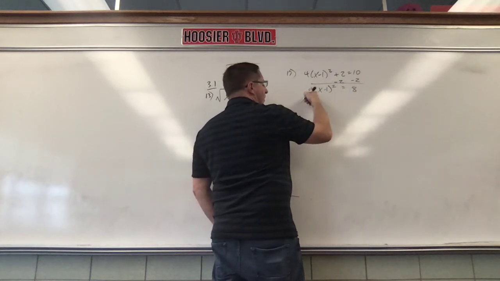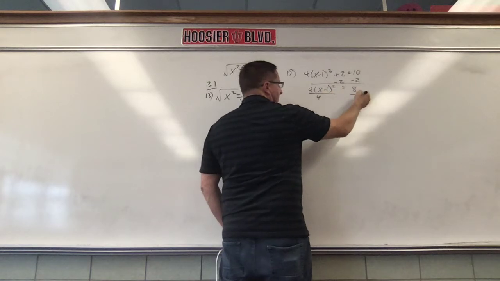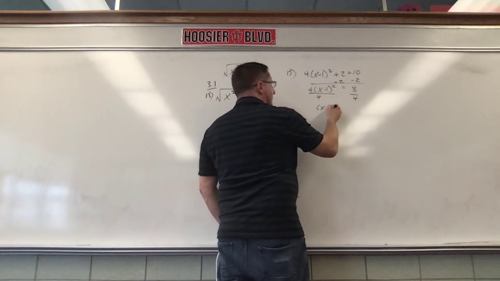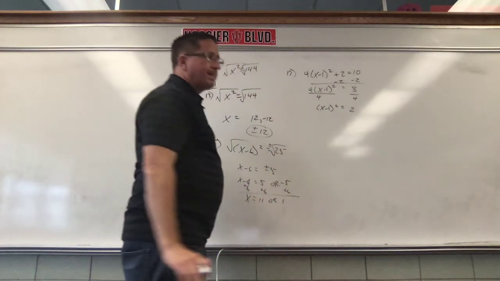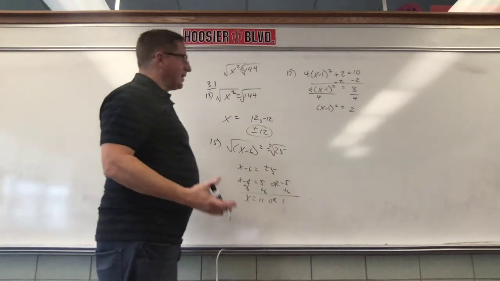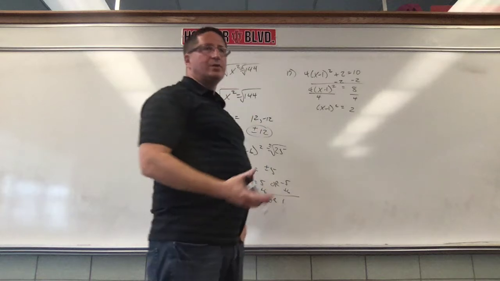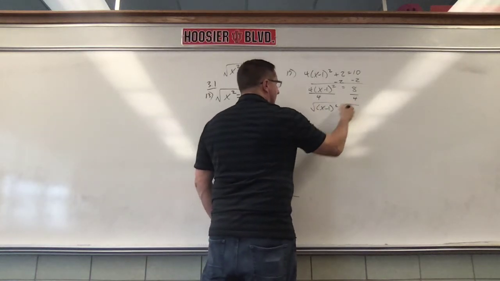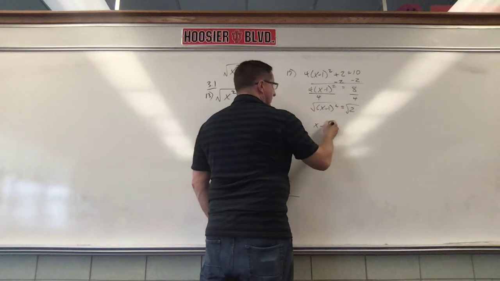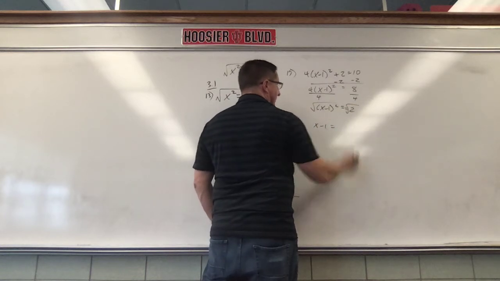And then we got to get rid of this 4 by dividing by 4, because parentheses means multiply. So we have x minus 1 squared equals 8 divided by 4, which is 2. Okay? Now what's squared is by itself. So we have to get rid of that square by square rooting. So we square root and we square root. These cancel, so we have x minus 1 equals, don't forget the plus or minus symbol.